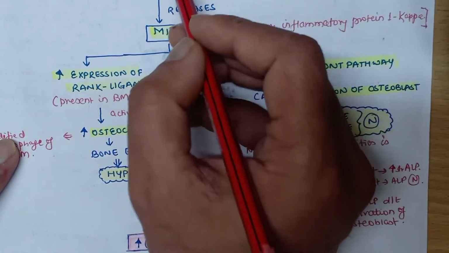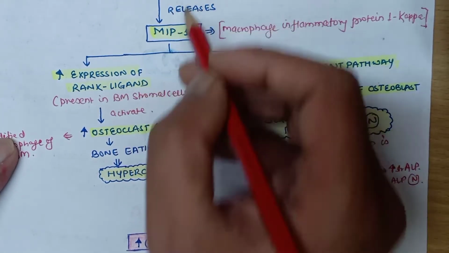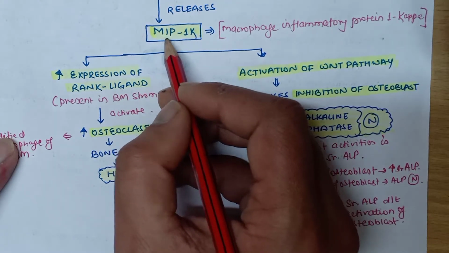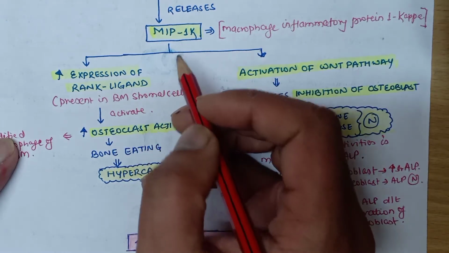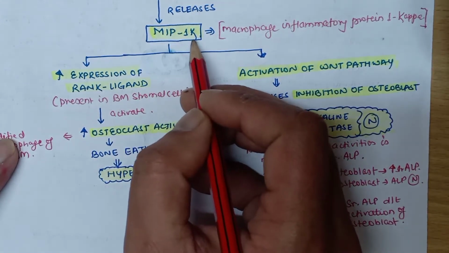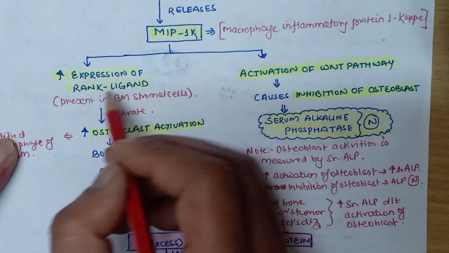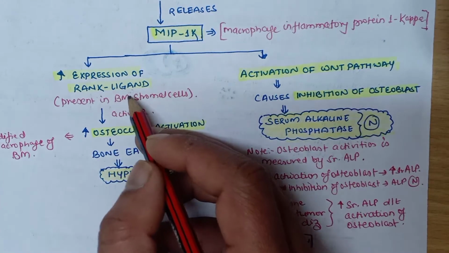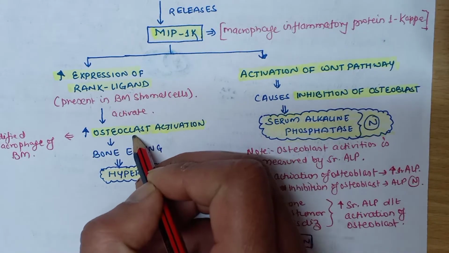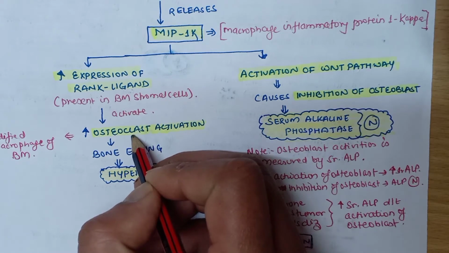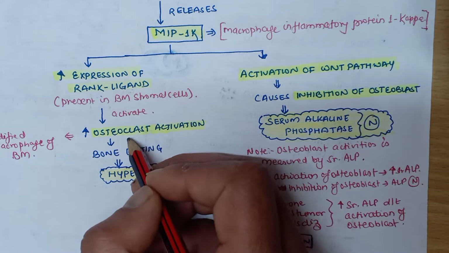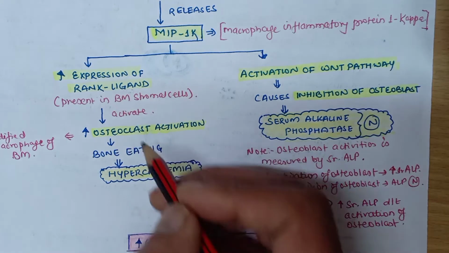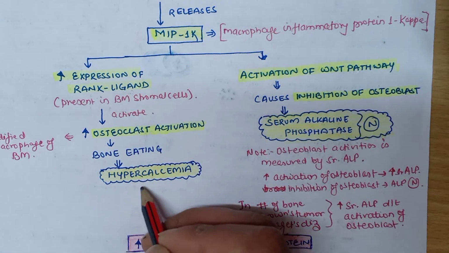Once the neoplastic plasma cell is formed, it releases MIP-1 alpha protein, macrophage inflammatory protein 1 alpha. This MIP-1 alpha causes overexpression of RANK ligand. This RANK ligand causes activation of osteoclasts. Osteoclasts are modified macrophages of bone marrow. Once the osteoclasts are activated, they cause bone lysis. So they cause bone eating, which results in hypercalcemia.